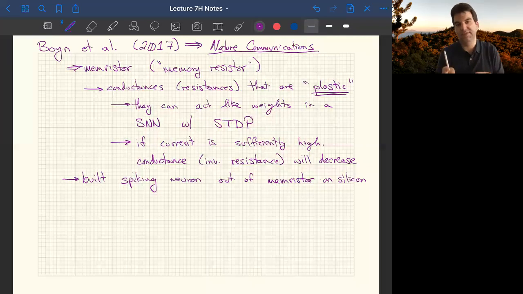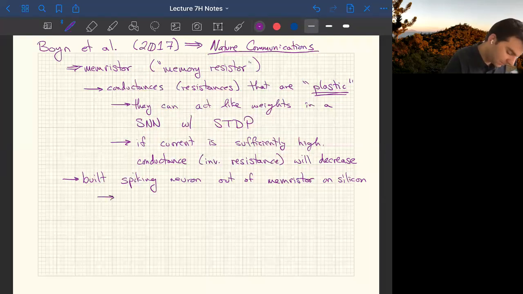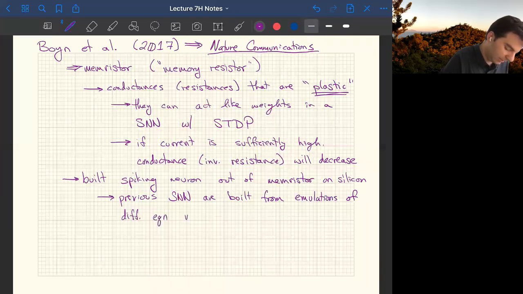And so they built one of these devices and then in an experiment showed that the physical device acted like a spiking neuron. And this by itself is cool because previous spiking neural networks are built from, or you view them as, emulations of differential equation models of true spiking neurons.